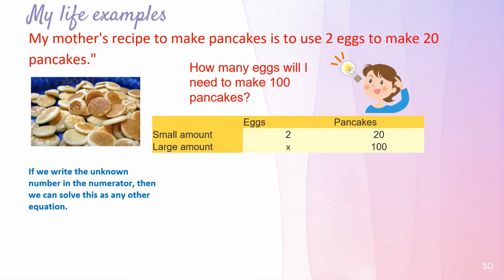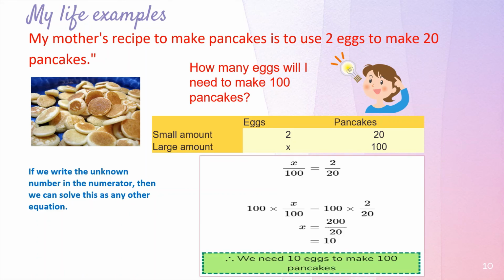If we write the unknown number in the numerator, we can solve this as any other equation. So what I'm saying is, if you write x as a numerator and form a proportion and use the proportion formula, we can solve this easily. So let's look at it. How do we go about it? We will write x upon 100, right? So we have made this our first ratio, which is equal to 2 upon 20.